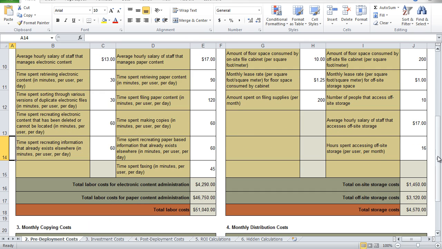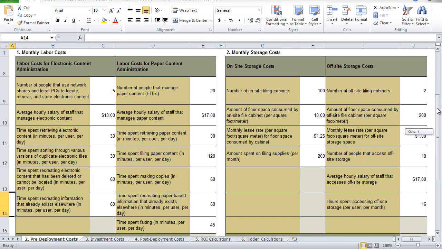So just this comparison alone, spending $4,200 a month on electronic content versus an incredible $46,000 on how their paper content is administered and maintained. So really just incredible numbers right there. And again, the calculations are being done on this tab here, this hidden calculations tab.